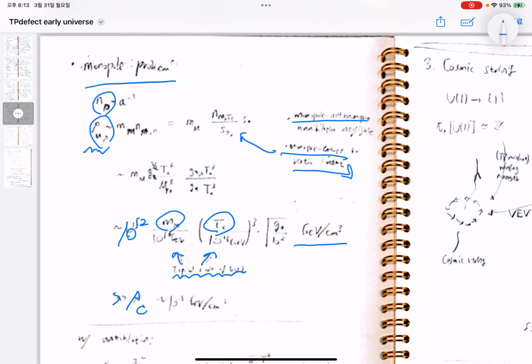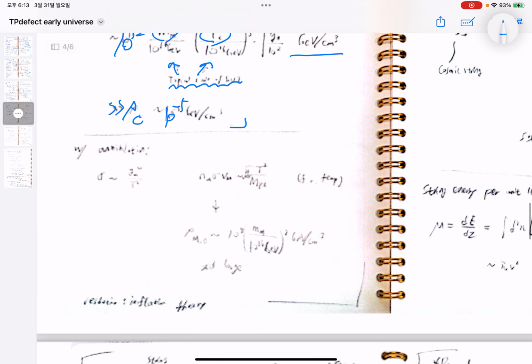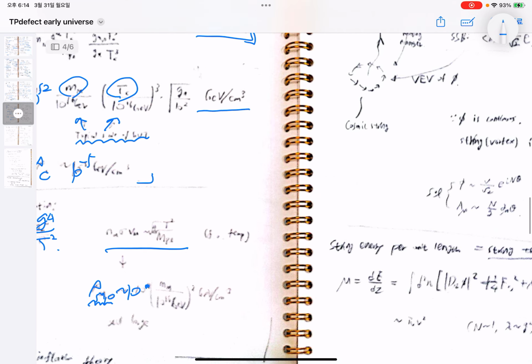This is extremely large compared to the critical number density of the universe, 10 to the minus 5 GeV per cubic centimeter. And even if we include the annihilation of the monopole anti-monopole process with the cross section sigma, at some specific temperature, still the monopole abundance in the current universe is very large. This is 10 to the some number times the critical number density of the universe, and this requires some dilutions by the inflation theory.